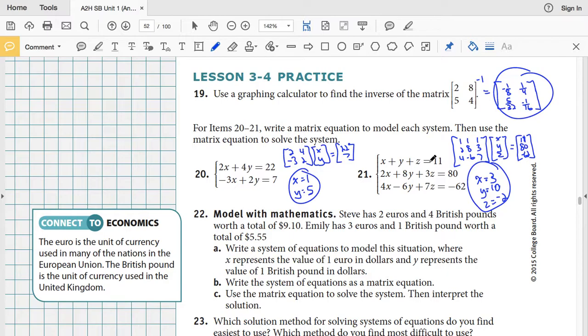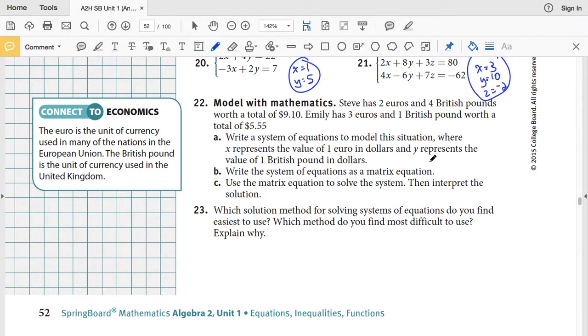Okay, and then finally, number 22, we have a real-world situation where we have euros and British pounds, and we're trying to figure out what they're both worth. So what we do know here is that Steve has 2 euros and 5 British pounds, and the total value is $9.10. Emily has 3 euros and 1 British pound with a total value of $5.55. We're going to write a system of equations to model this situation. So let's go ahead and we're just going to put a little arrow going down here. So the system, let's see, x is going to represent 1 euro and y will represent every 1 British pound.